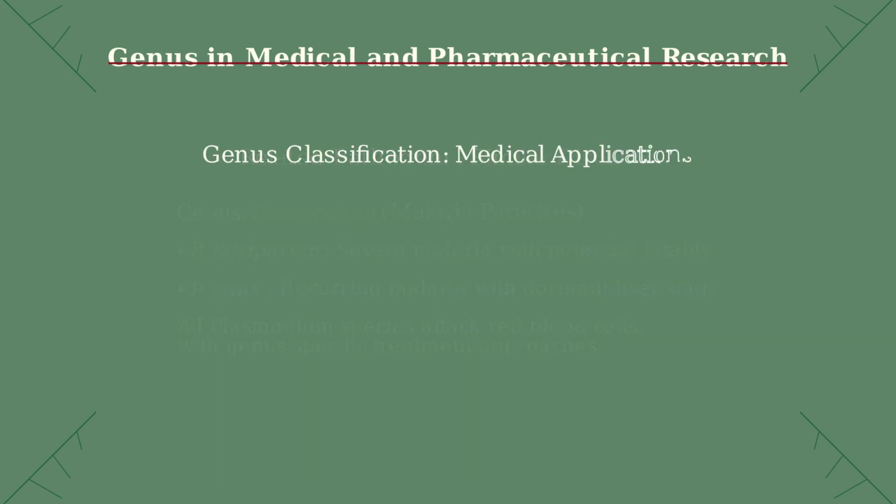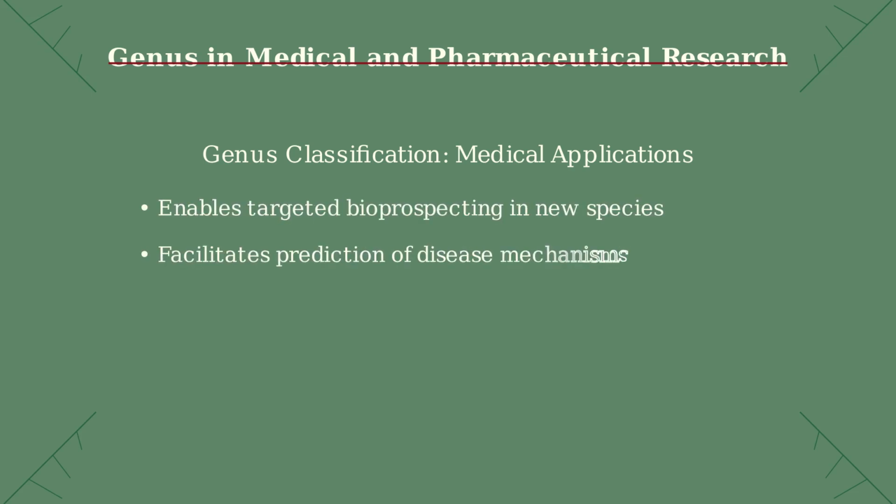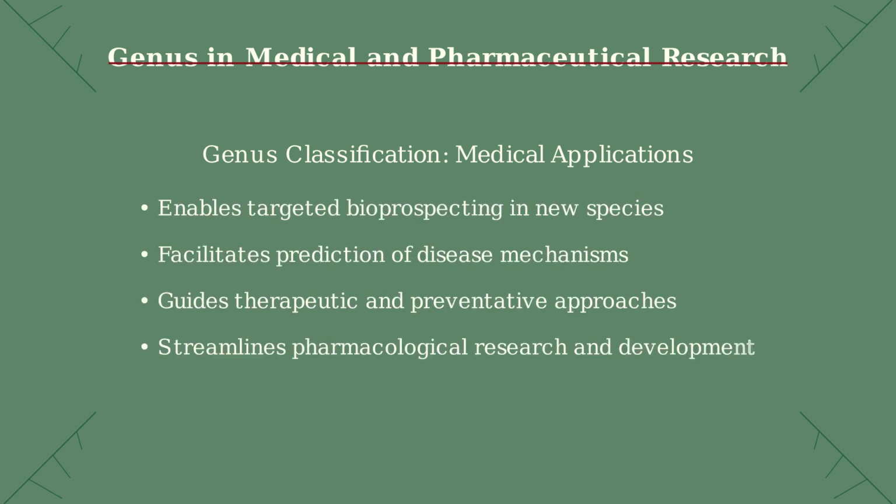Genus classification enables targeted bioprospecting in new species, helps predict disease mechanisms, and guides the development of treatments. This taxonomic level continues to be essential for streamlining pharmaceutical research and improving medical interventions.